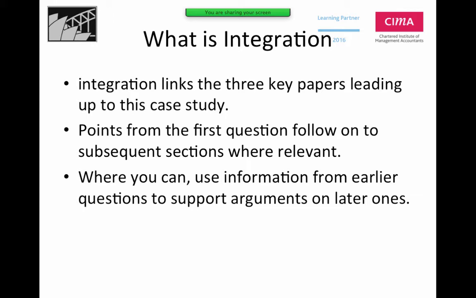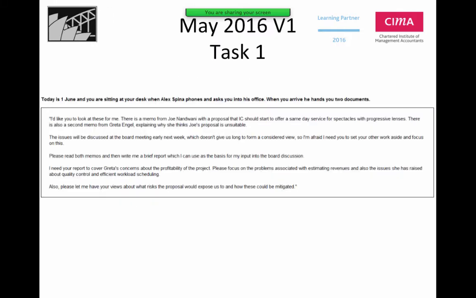You will see there is continuity. I have an example for you here, and you will see that continuity even in your questions. Similarly, when you're answering, you need to follow that continuity as well, right? Where you can use information from the earlier questions to support some of the arguments in the later questions, right?